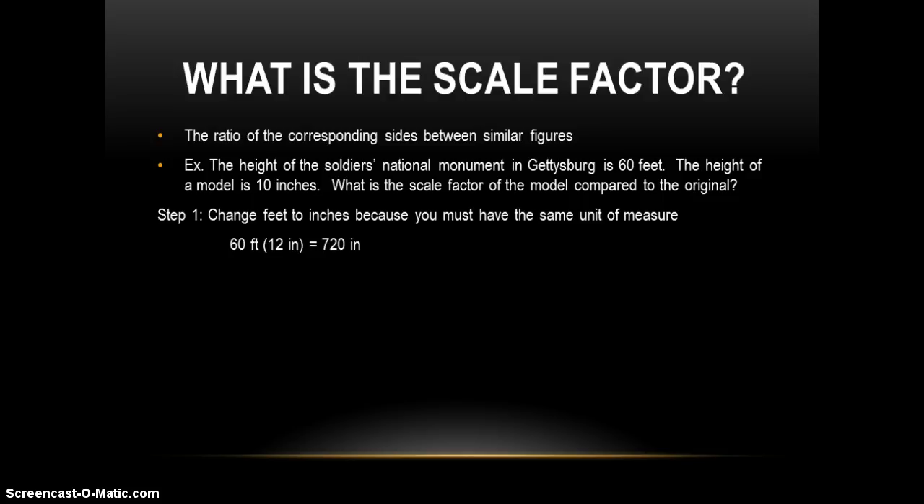Step 1. We change feet to inches because you must have the same unit of measure. So 60 feet times 12 inches, because there's 12 inches in a foot, equals 720 inches. Step 2. We set up a proportion. So we have the height of the model over the height of the monument. So that equals 10 inches, which is the height of the model, over 720 inches, which is what we found to be the height of the monument. And that reduces to 1/72, which is your scale factor.